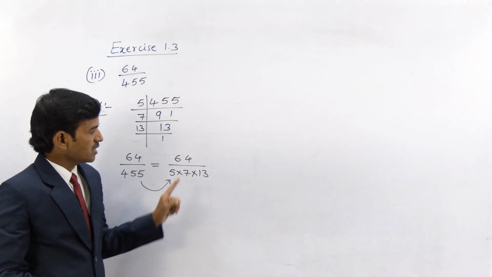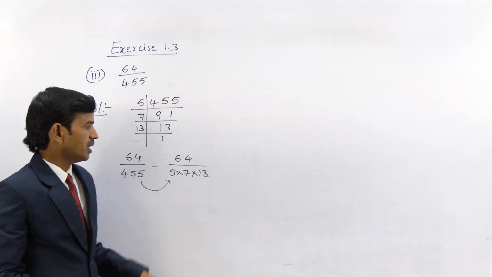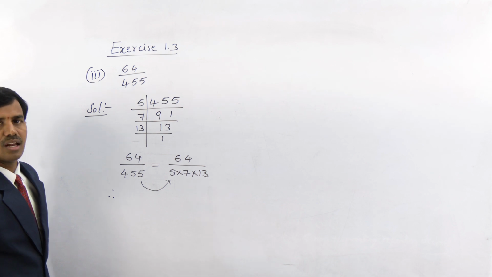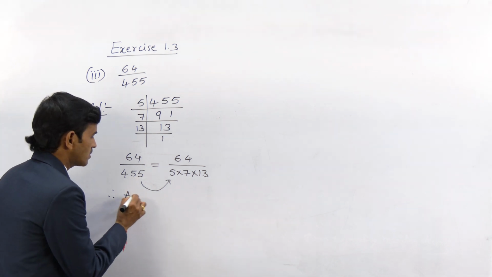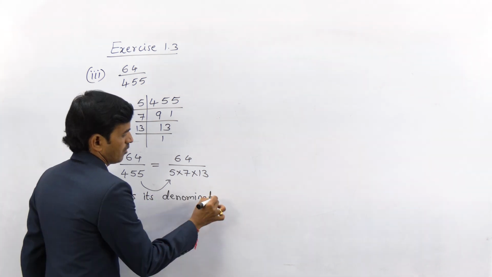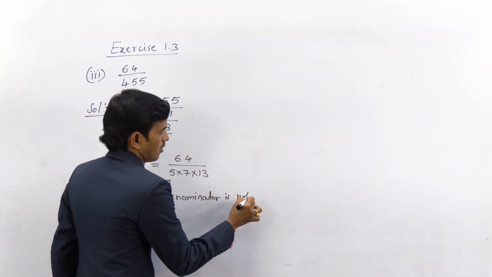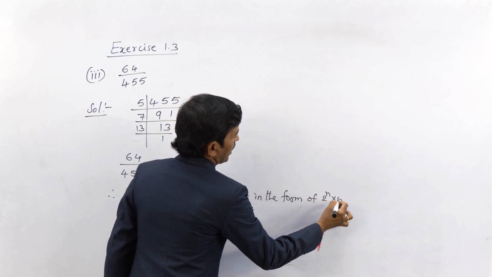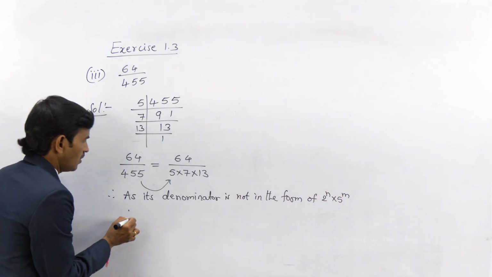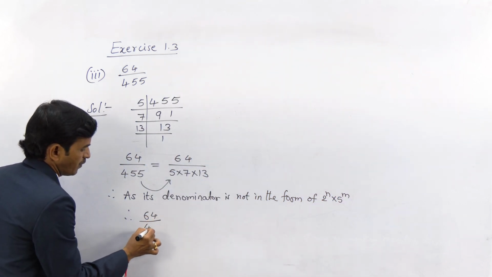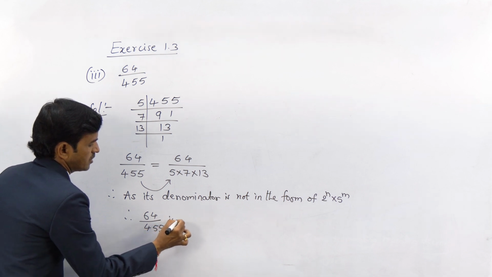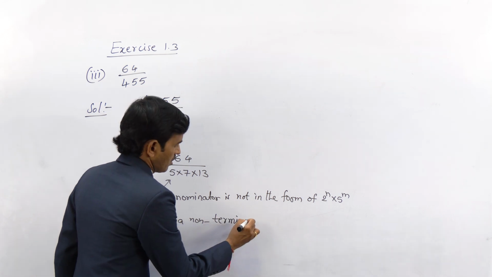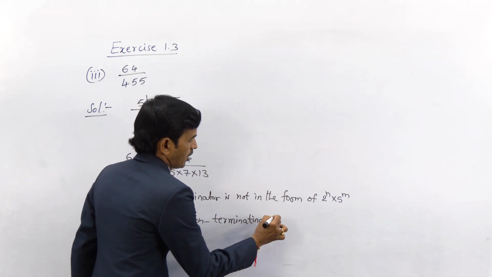Now check whether 64 is divisible by 5 or 7 or 13. With no number it cannot be divisible. Therefore it is a non-terminating repeating decimal, as its denominator is not in the form of 2 power n into 5 power m. Therefore 64 by 455 is a non-terminating repeating decimal.